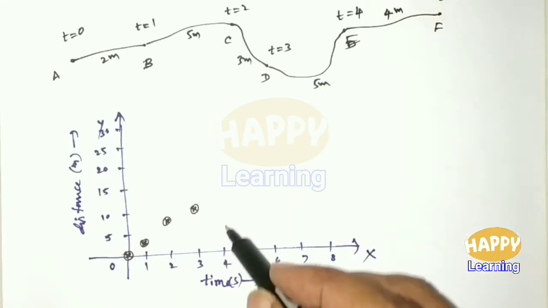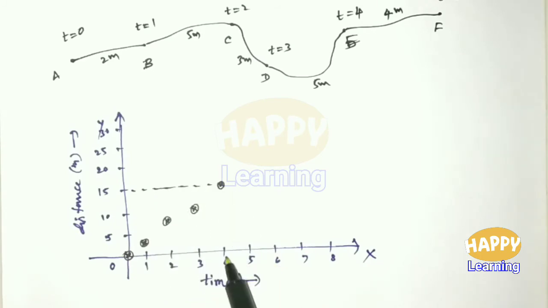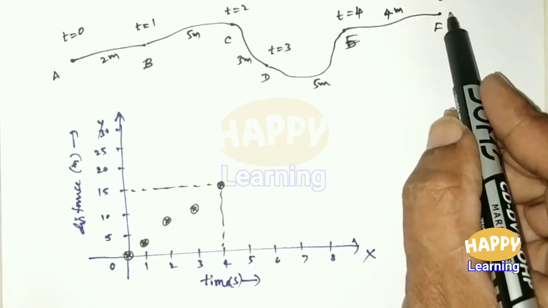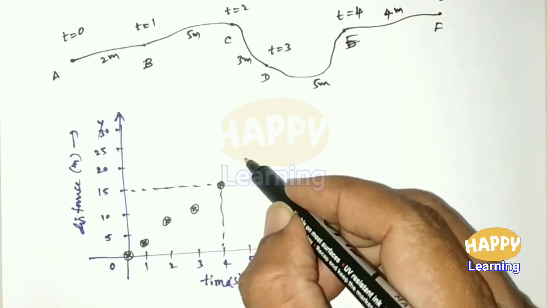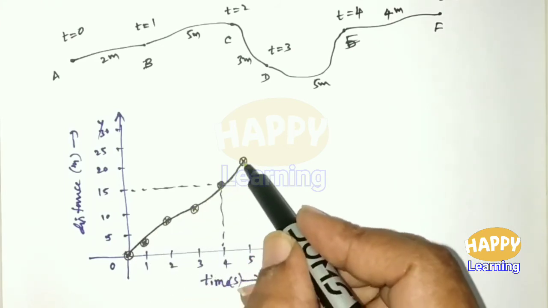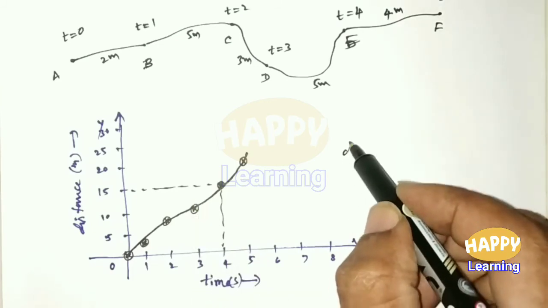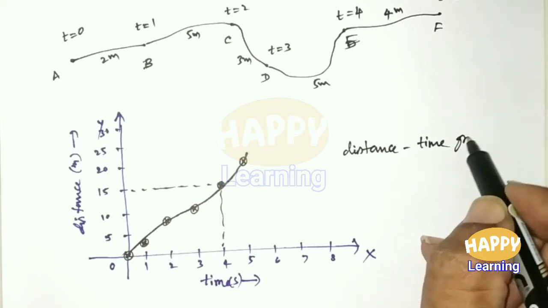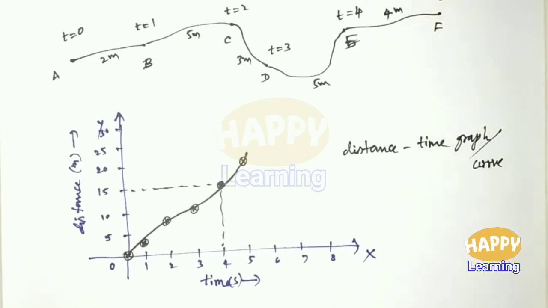And by t equal to 4, distance is 15. So for t equal to 4, distance equal to 15 meter. And finally, for the time 5 seconds, distance is 19 meter. So if you join these points, you will get a curve like this. This is called the distance time graph. You can call it a curve, distance time curve.